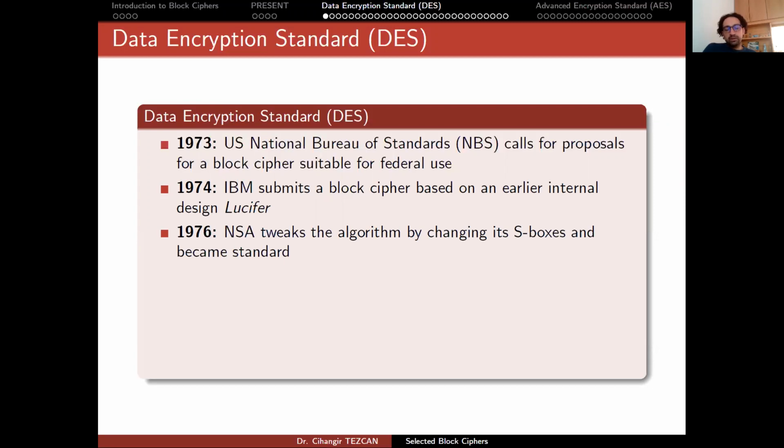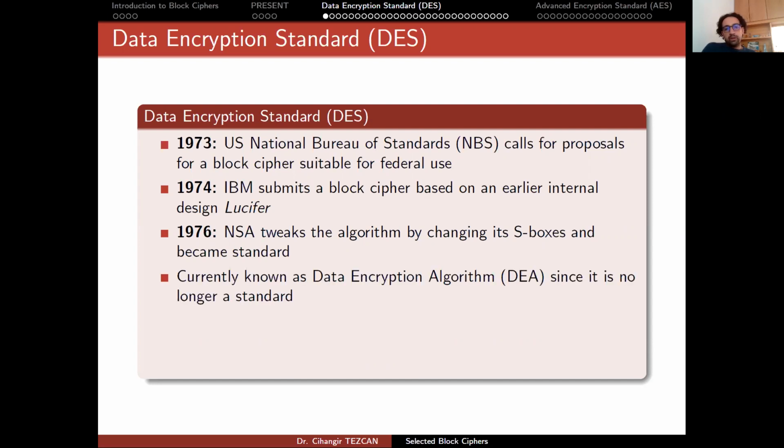This algorithm was good and people liked it, but NSA tweaked the algorithm by changing its S-boxes and it became the standard. I think NSA also shortened the key length, because Lucifer had a 128-bit key, but NSA reduced it to 56 bits for DES. Currently, DES is known as the Data Encryption Algorithm, DEA. So we no longer say standard, but algorithm, because it is no longer a standard. This is really important because of the name.